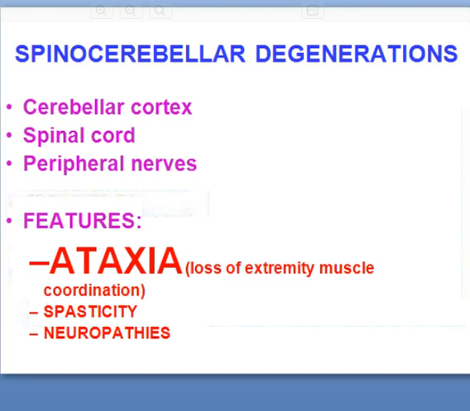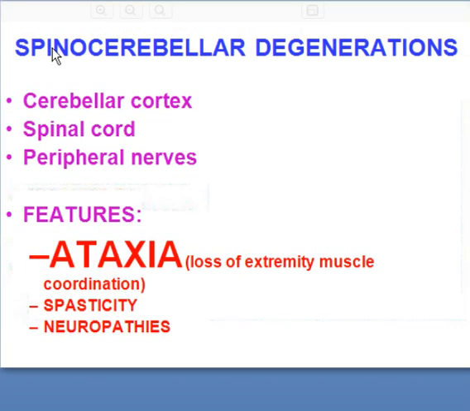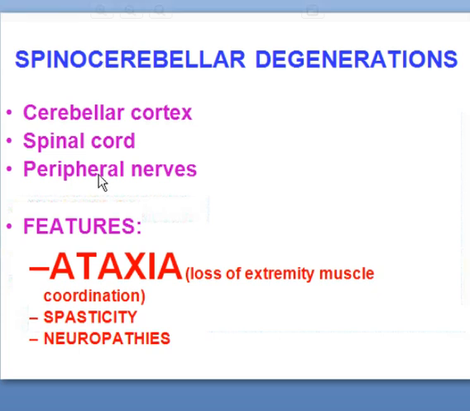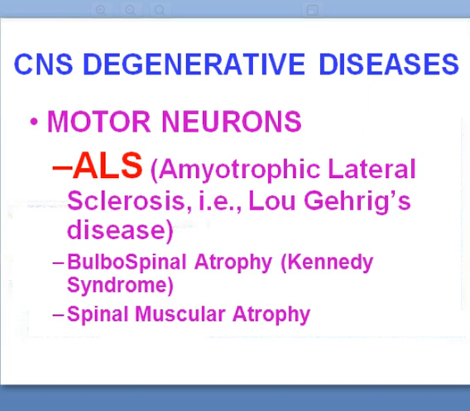Part of cerebellar processes, though, are also spasticities. And remember, these fibers are actually leading down through the spinal cord and into nerves. So some of the features of spinocerebellar degenerations, which includes the cerebellum and the spinocerebellum, is neuropathies as well. So we might as well start out with diseases now of motor neurons.